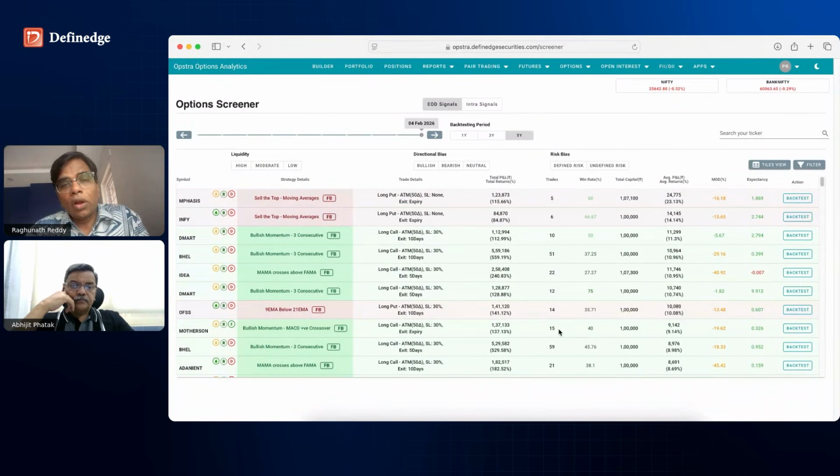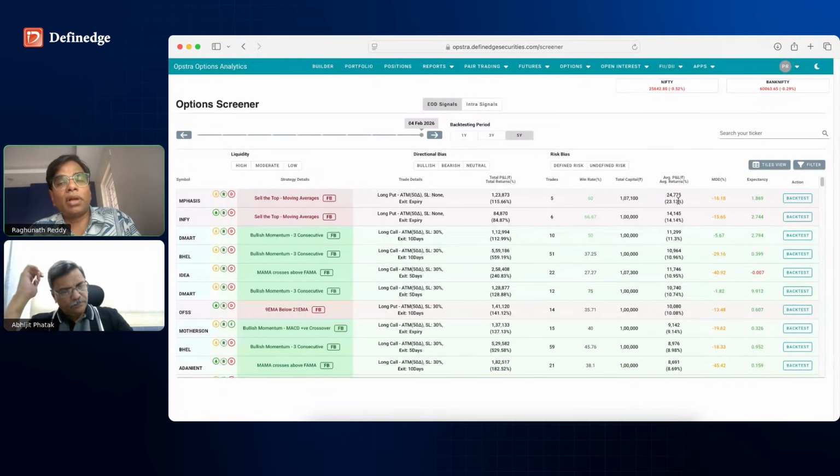So now we got total PNL, the total returns, how many trades were there, what is the win rate, how much capital was utilized, what was the average PNL, what was the average returns, and what is the maximum drawdown. What is the expectancy? Expectancy is nothing but, adjusting for the risk reward ratio, we tell you whether it is statistically going to be profitable or not in the long term.